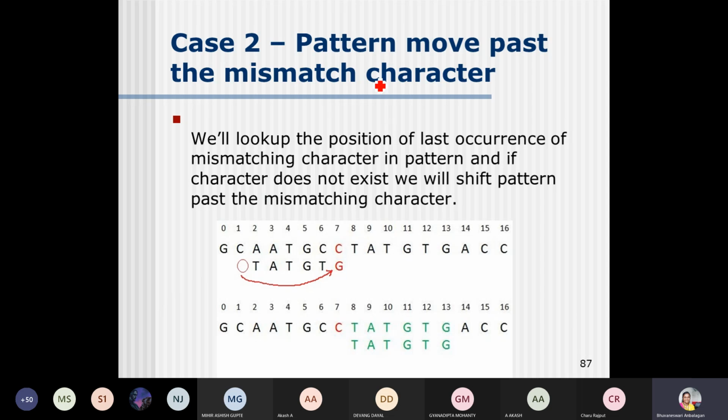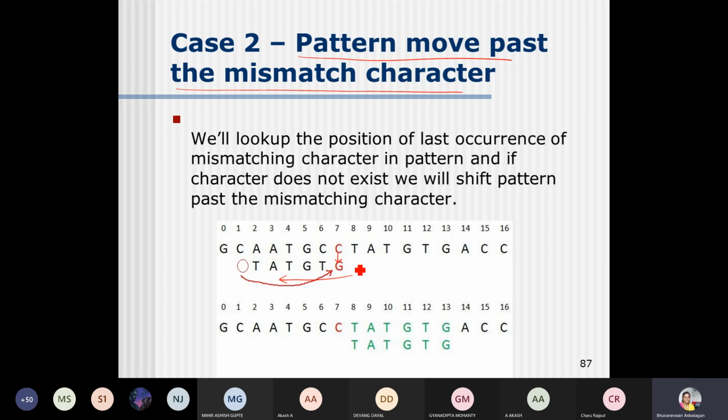The next situation is the pattern moving past the mismatched character. You will look up the position of the last occurrence of the mismatching character in the pattern, and if the character does not exist, you have to shift the pattern past the mismatching character. See here, for this entire C and G there is no use, or there is no match over here.